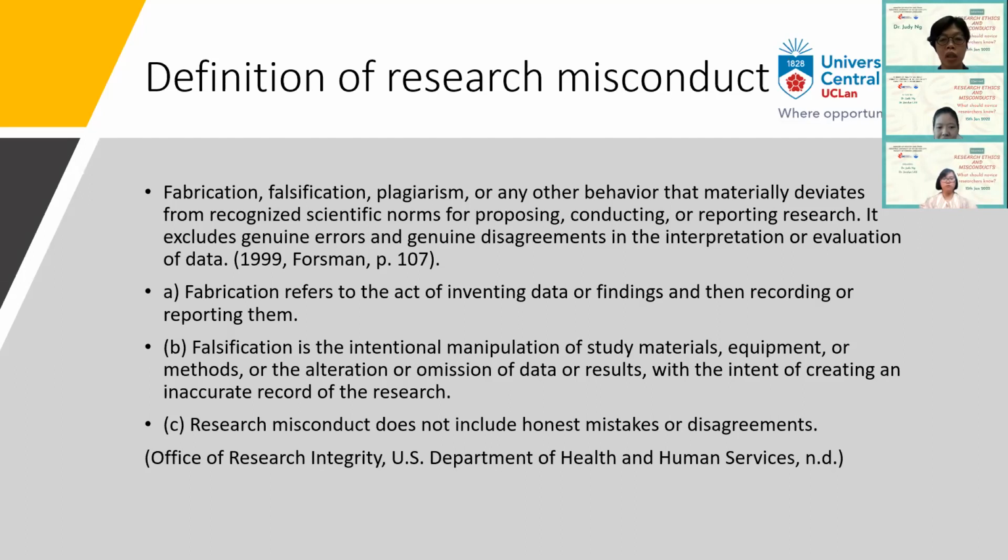Number 2, falsification. Falsification here means you change the way you collect the data. For example, in the report, you say that you did interview, but actually in the actual research, you didn't do the interview. That is a form of falsification. Or you didn't put in all the results, so you pick and choose what you like. Research misconduct also doesn't include honest mistakes. Or participants that do not agree with you, you don't put inside. So these are examples of research misconduct.